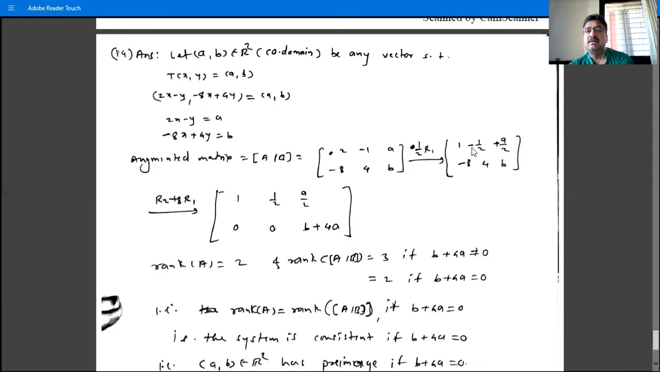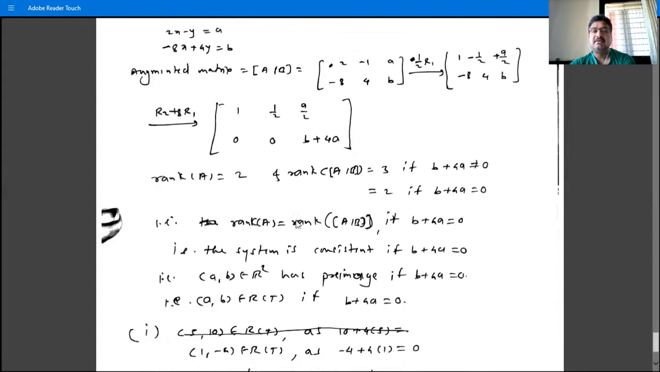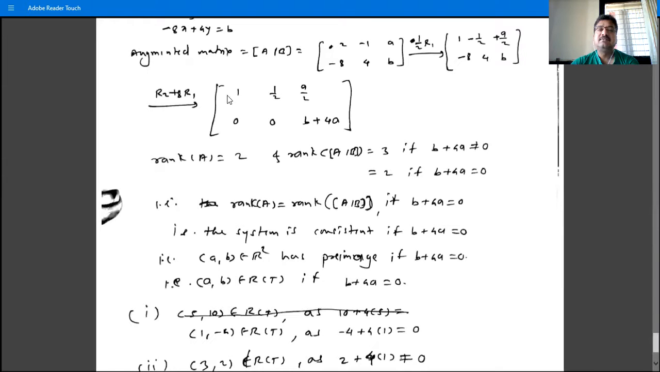So we have 1, minus 1 by 2, A by 2. And we have to now reduce this minus 8 to 0. So R2 plus 8 R1, we have this matrix. And if you observe the first two columns, by cancelling the last column, the remaining is the echelon form of the matrix A. And what is the rank of A now? It is 1. Rank of A is 1.